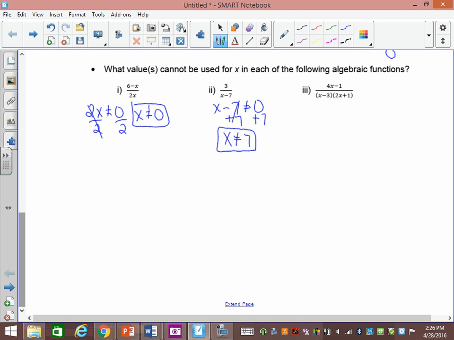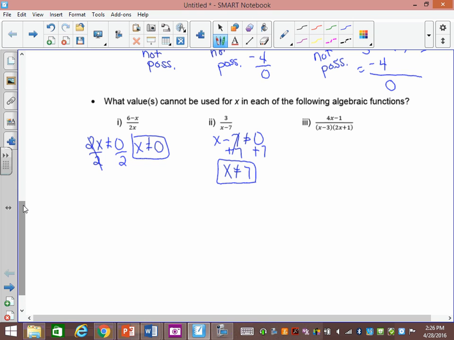The next one, I'm going to end up with 2 non-permissible values, because if this bracket here became 0 somehow, 0 times anything would be 0, right? If this bracket here became 0 somehow, 0 times anything would be 0. So we have to actually do both brackets separately. So we go x minus 3 can't equal 0. So if it can't equal 0, then x can't equal 3. And we know we're right because we can take the 3, fill it back in. 3 minus 3 would be 0. This bracket would be 0 times something. It would be 0.